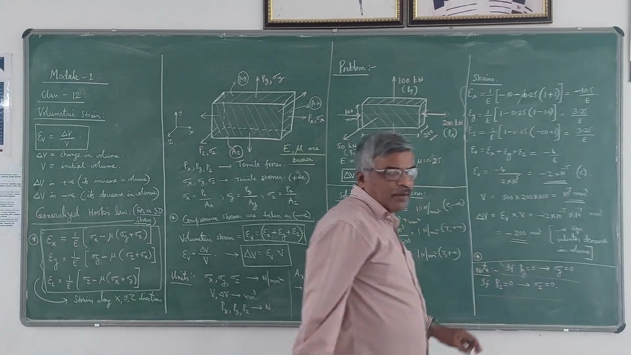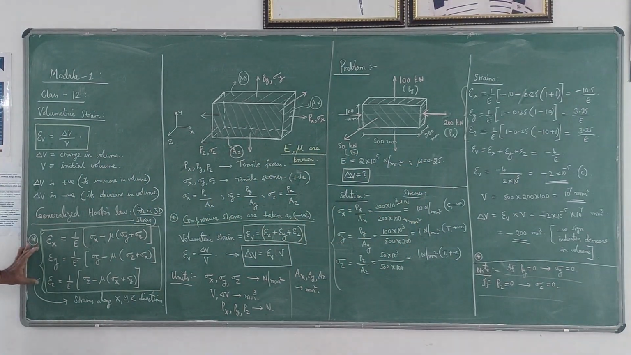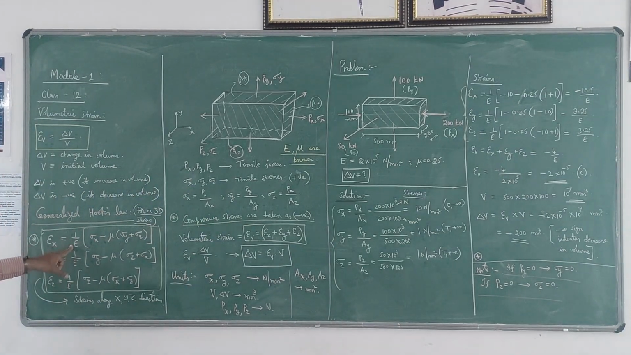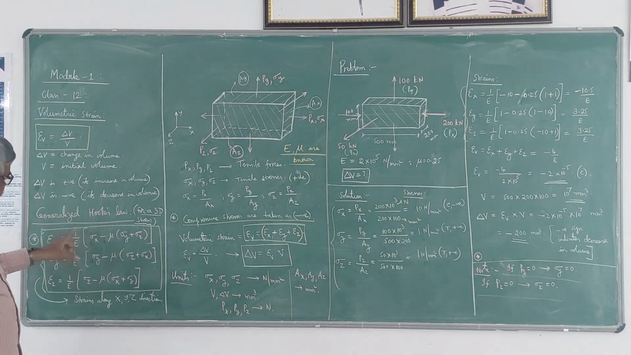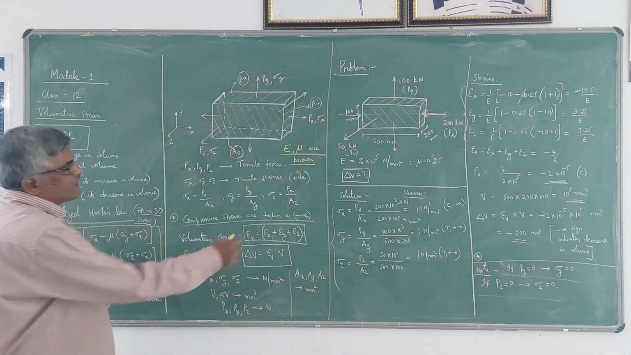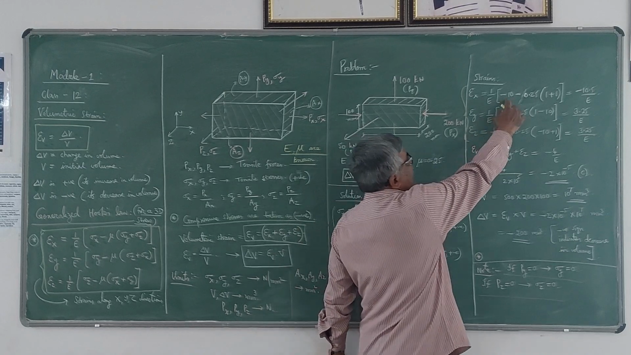Strain values are epsilon x, epsilon y, epsilon z. They can be found out using this generalized Hooke's law formula. So epsilon x. Now be careful here. 1 by E is common. Into E you can substitute at the end. Okay, 1 by E is common here in all the three. Into sigma x. Sigma x is here in this problem, 10 compression, that means minus 10. So I have to take minus 10.